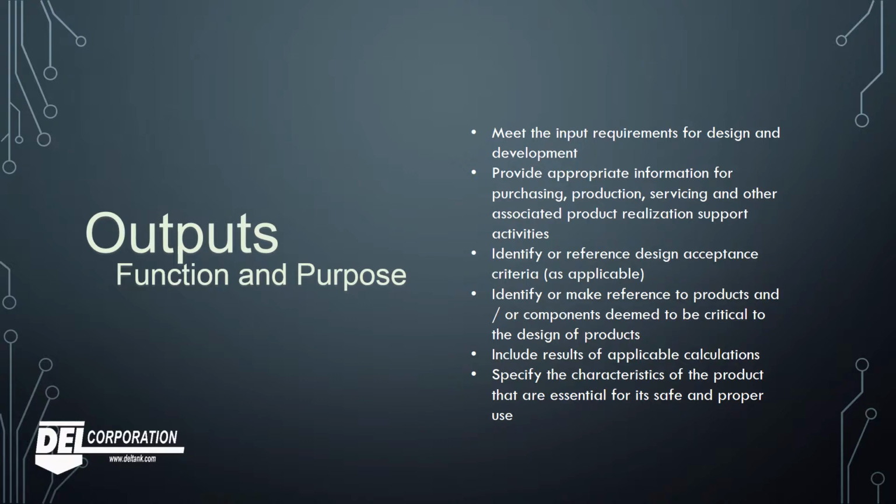The organization must ensure that design outputs meet the input requirements for design and development, provide appropriate information for purchasing, production, servicing, and other associated product realization support activities, identify or reference design acceptance criteria, identify or make reference to products and/or components deemed to be critical to the design of products, include results of applicable calculations, and specify the characteristics of the product that are essential for its safe and proper use.